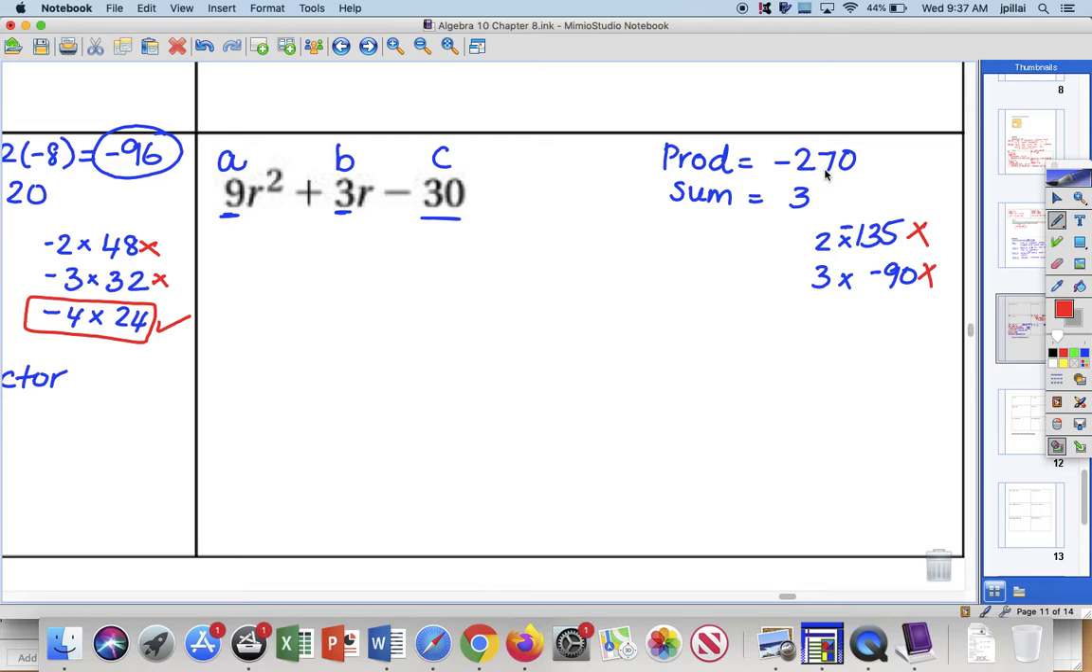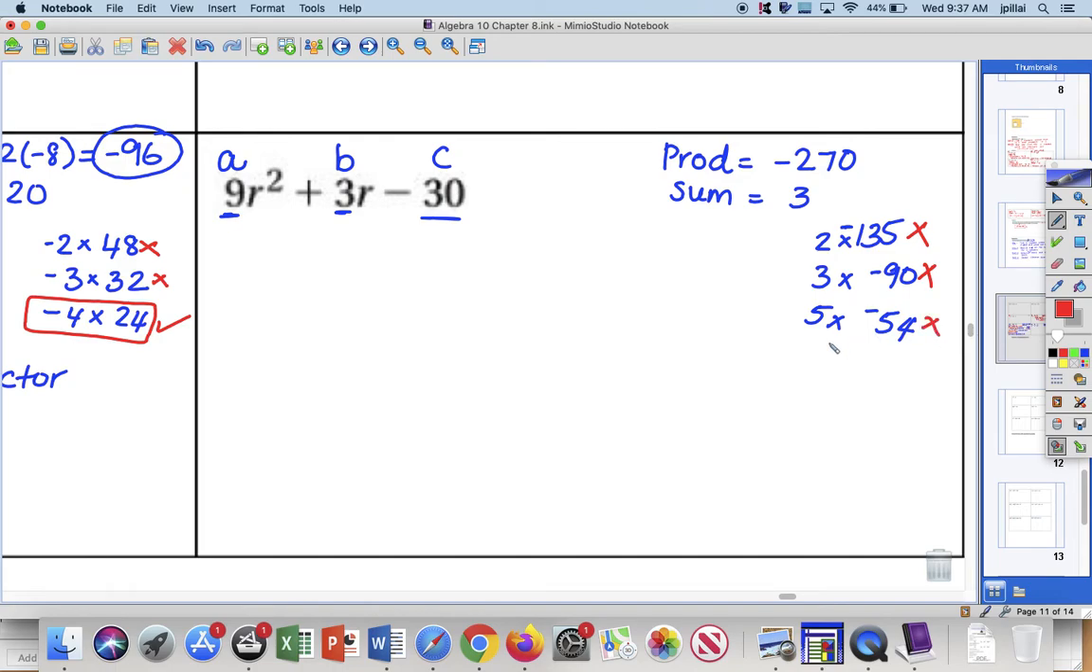4, does it go in 4? No. 5, yes. Let's see. So 5 times negative, so 5, 54. I'm not getting it. And then, so these numbers are huge, right? So let's see what we can do.